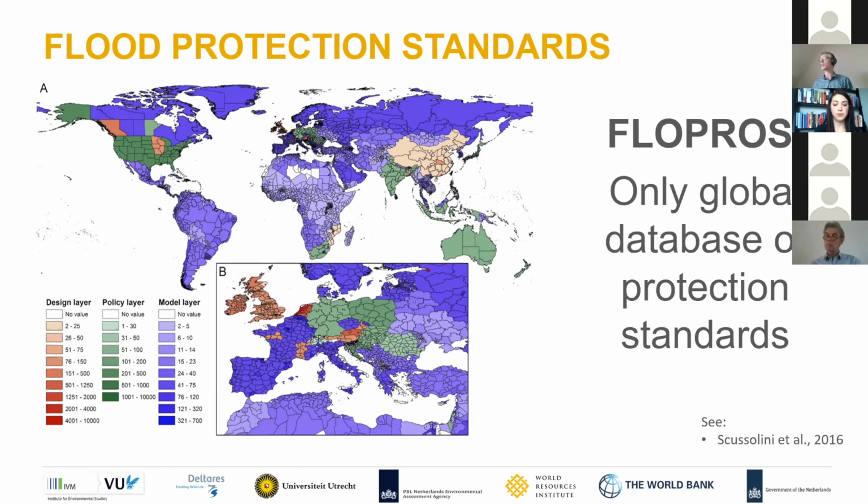So as part of this project at the Vrije University in Amsterdam, we developed this FLOPROS global database of protection standards, which is free for everybody to use and is really a backbone of this tool. It maps for every state or province of the world an estimate of the current protection standard.